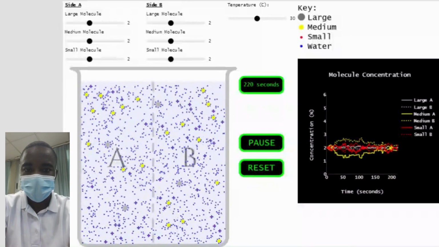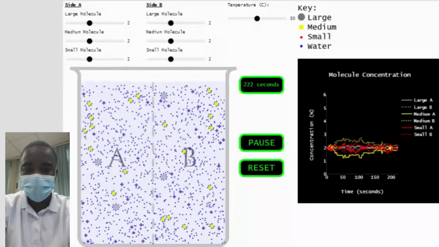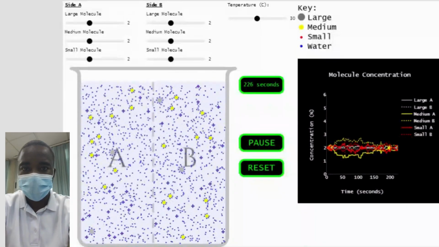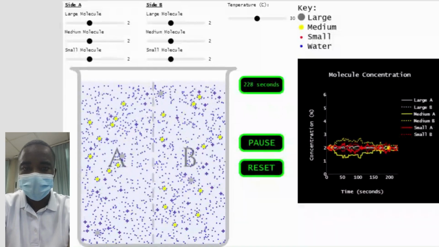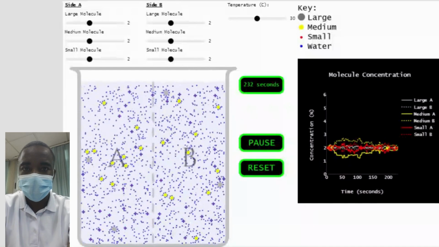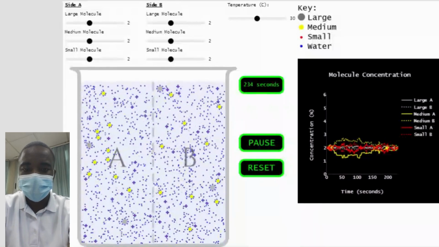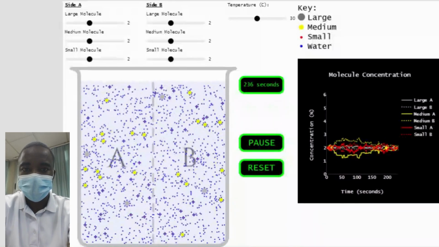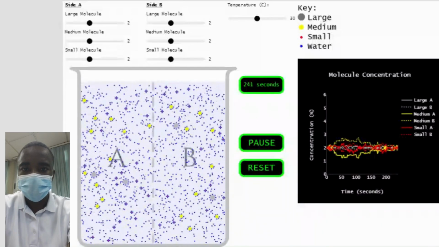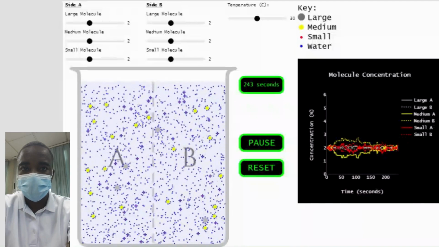This simulation also allows students to study the process of osmosis. By adding solutes to one side of the beaker, students can observe how water molecules move across the membrane in response to the concentration gradient. In a solution with a high concentration of solutes, water molecules move into the solution to equalize the concentration, demonstrating the principle of osmosis. Benefits of this simulation.